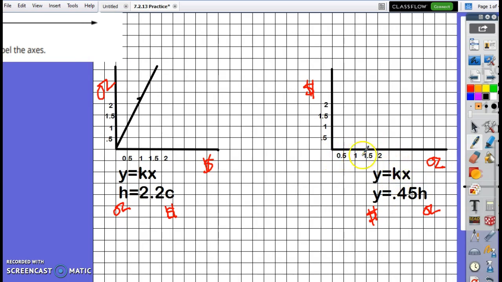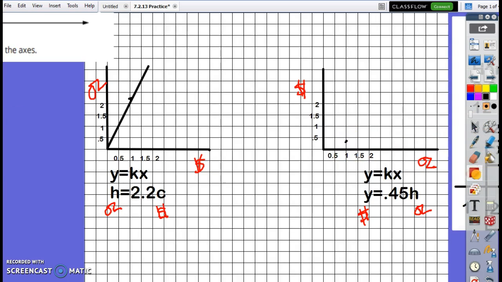Here our x-axis is going to stand for our ounces, and our y-axis is going to stand for our money. So in this case, when our ounces is 1, we're going to have 45 cents. So we're going to go to 1 ounce, and it's going to be just under 50 cents, right about there. And then we'll go ahead and graph our line. It'll look like that.